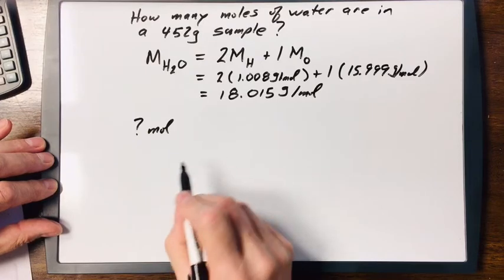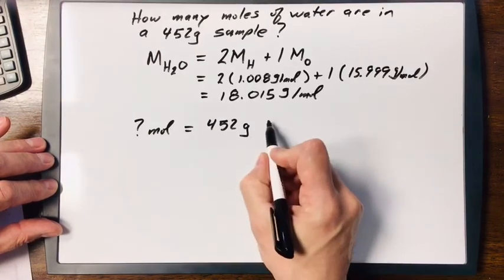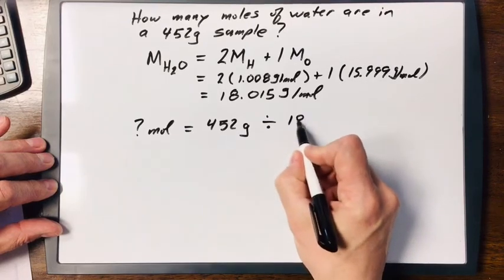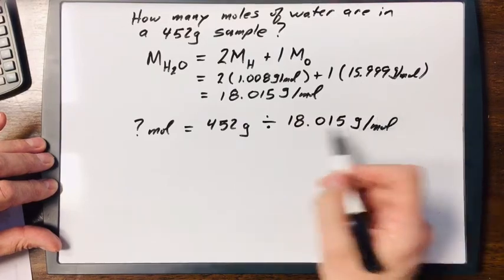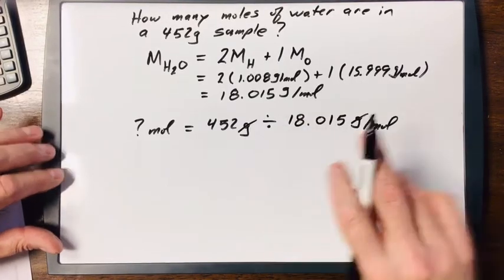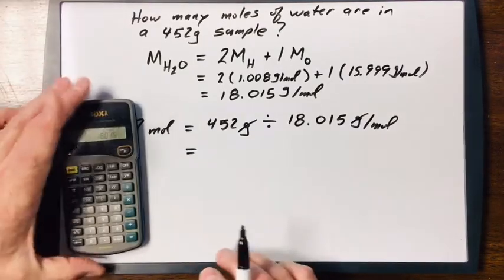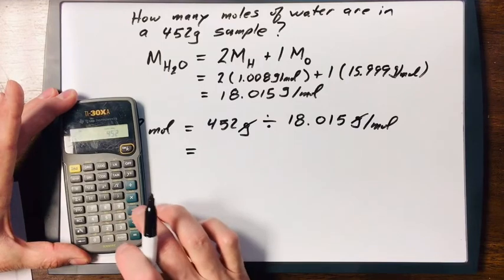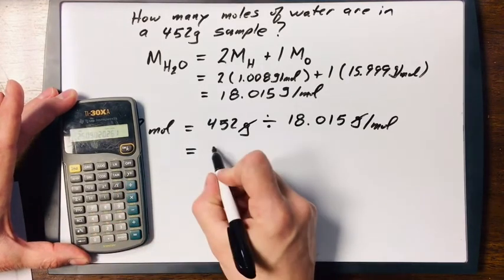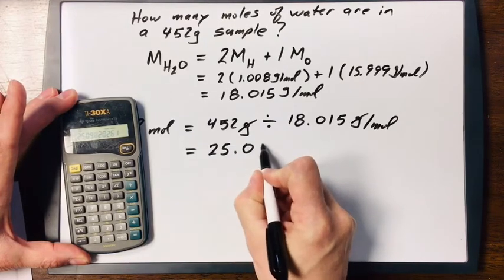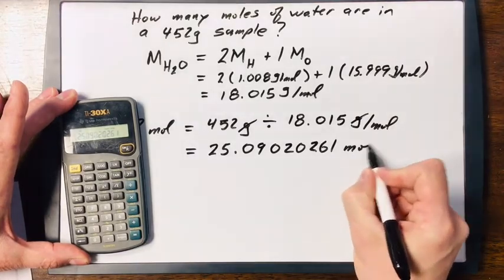So now we want to go question mark moles. We need to figure out how many moles is equal to 452 grams divided by 18.015 grams per mole. Once again, our grams are going to cancel because we're dividing, which is going to invert the units here. 452 divided by 18.015 is equal to 25.0902061 moles.